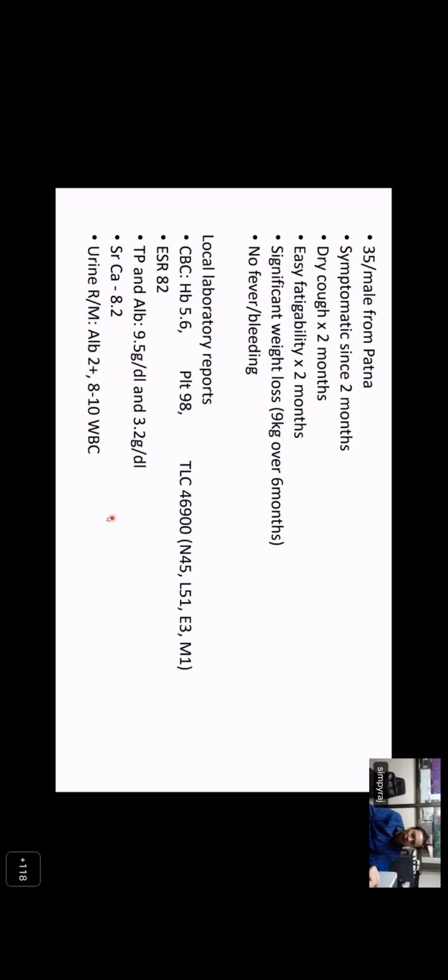Okay. Local laboratory investigation was done. CBC showed hemoglobin very low, that is 5.6 only. Platelets were reduced, although the TLC was high, 46,000. Low platelets, that is thrombocytopenia, and low hemoglobin, clearly anemia. ESR was also very high. Total protein was 9.5 gram, albumin was 3.2 gram. Serum creatinine was very high, 8.2. Even the urine albumin was positive, and there were 8 to 10 WBCs in urine.